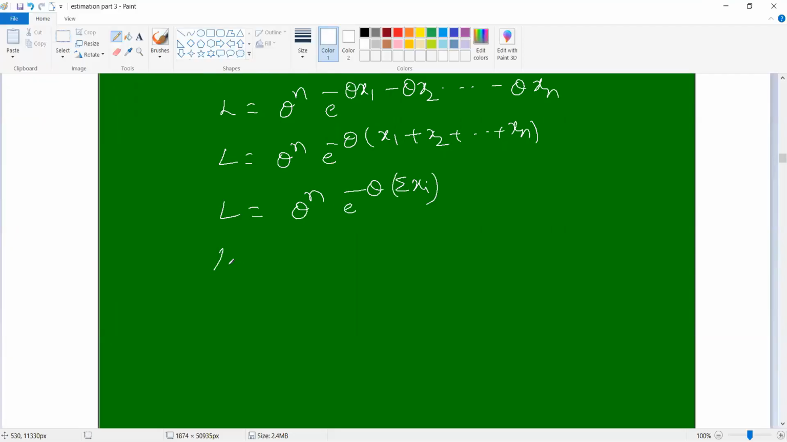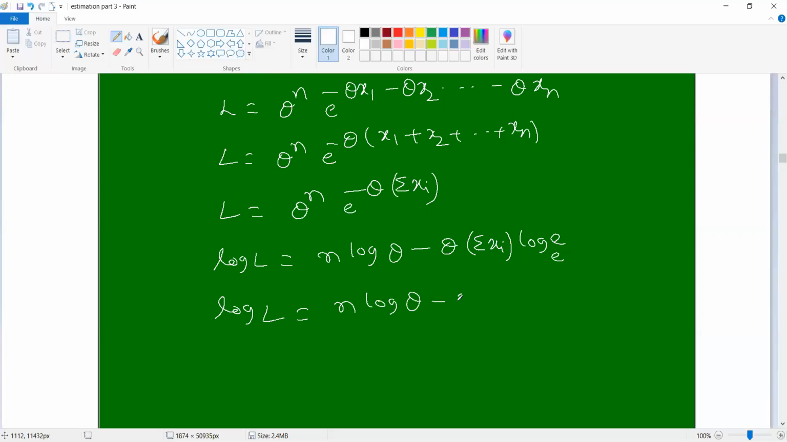Now apply logarithm on both sides. Log L is equal to n log theta minus theta summation xi log e base e. Here we are using base e logarithm functions, so on both sides we apply log base e. Log L is equal to n log theta minus theta summation xi. This is equation 1.